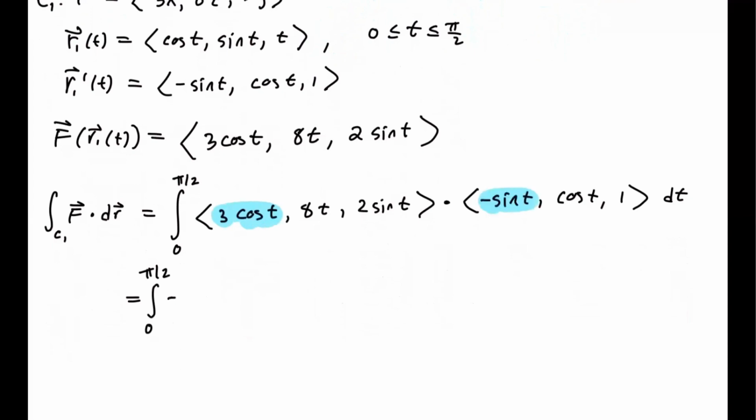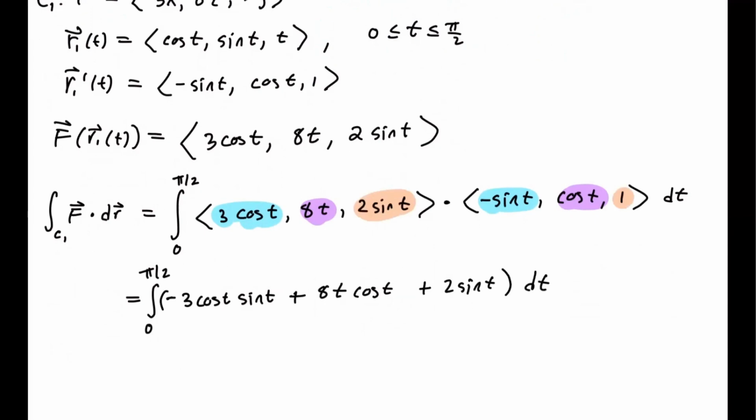So you'll have -3 cosine t sine of t. And then I'm going to do 8t times cosine of t. That's going to be plus 8t cosine of t. And then the last term, we're going to do 2 sine t times 1. That will just be plus 2 sine t dt. All right, so that's what we get after we perform the dot product.